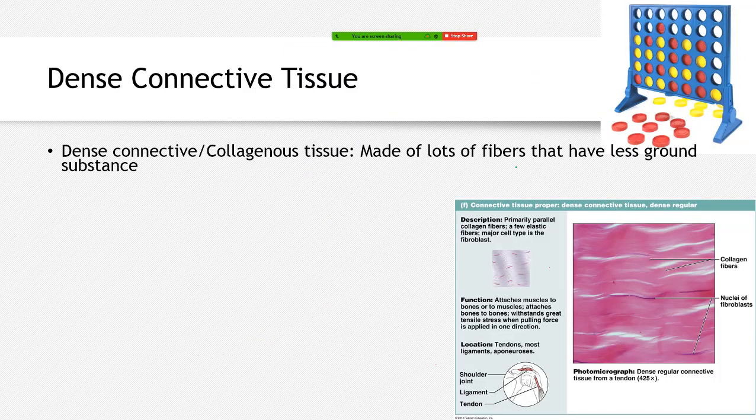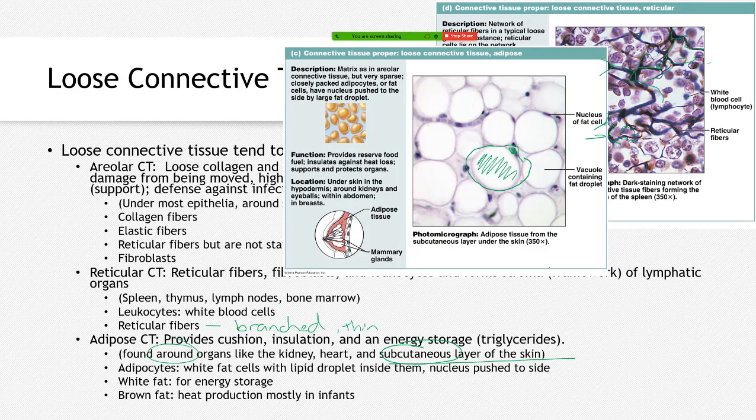Alright, so the next type of connective tissue is dense. When we look at dense connective tissue, it's dense because there are a lot more fibers compared to the ground substance. So a lot of fibers, not that much ground substance. While in the loose one, we said that there's a lot more ground substance, not that many fibers.